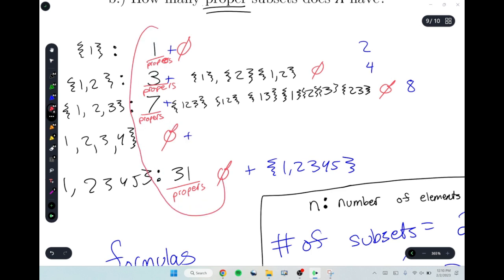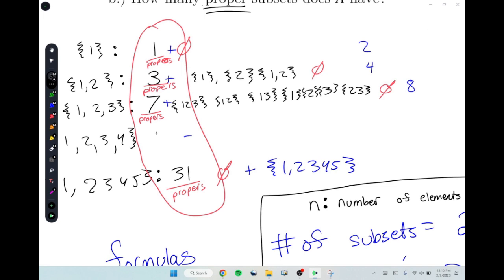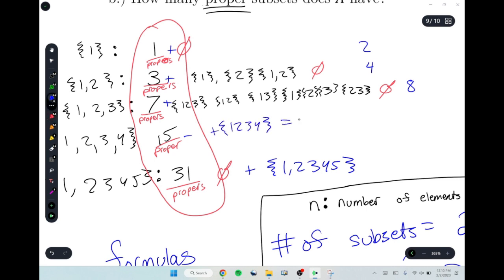And we could find the 4 one pretty darn fast. What would the 4 one be? 16? 15 for proper. 15 for propers. Good call. 15 for proper subset. And then if you add the set of 1, 2, 3, 4, which is you, you're going to end up with 16 over here, which is your subsets.